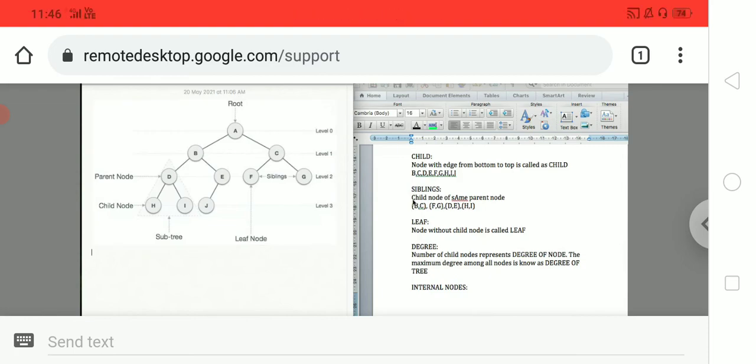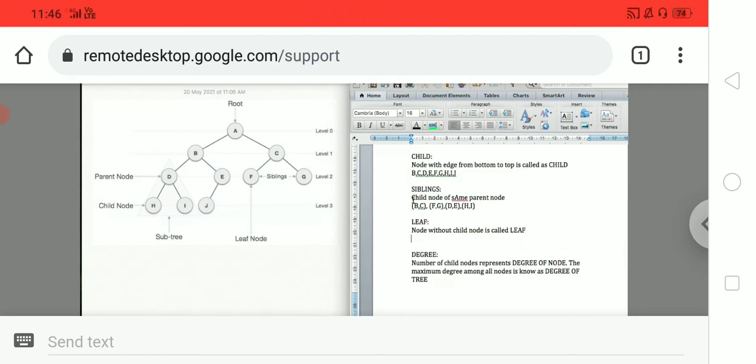And next, leaf. So a node without child node is called leaf. So the node which does not contain any other child node comes under leaf. So here H, I, J, F, G are leaf nodes.